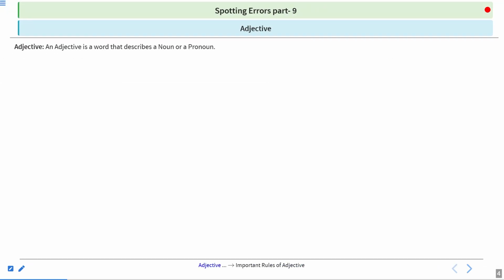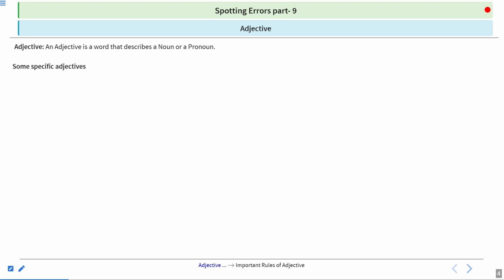Adjective. First of all, let's read the definition of adjective. An adjective is a word that describes a noun or a pronoun. So in other words, we can say it is a word which adds some attributes to a noun or a pronoun.